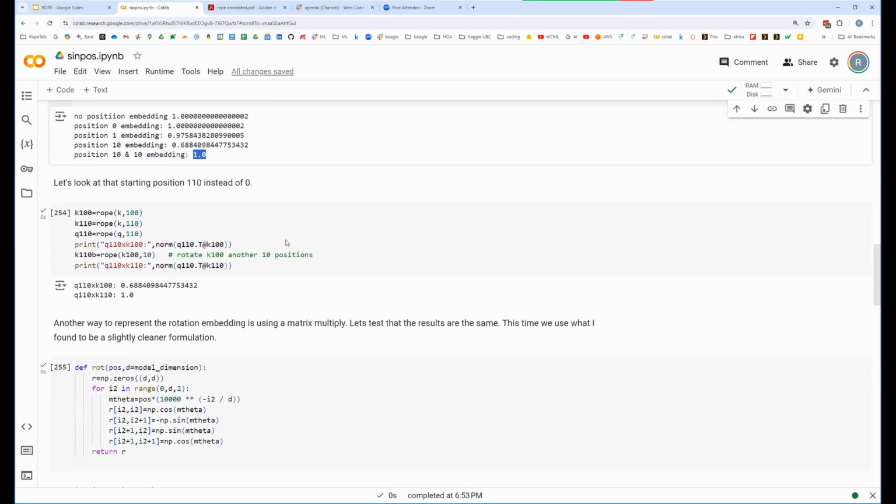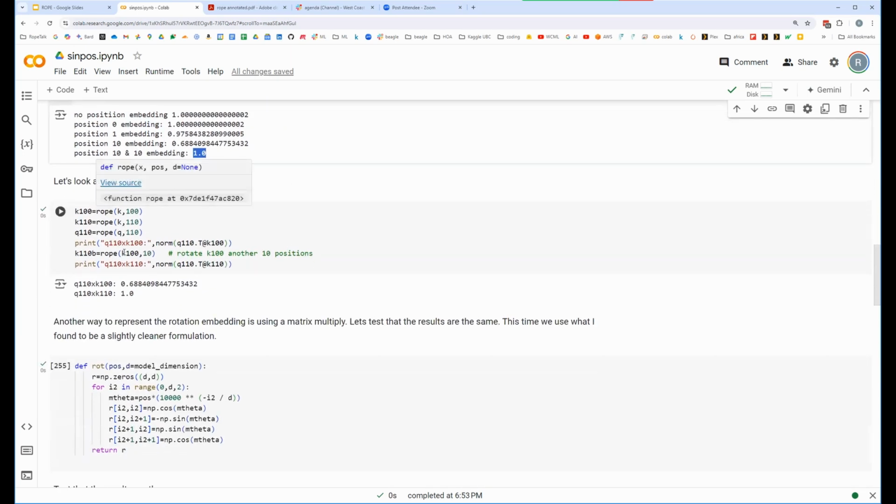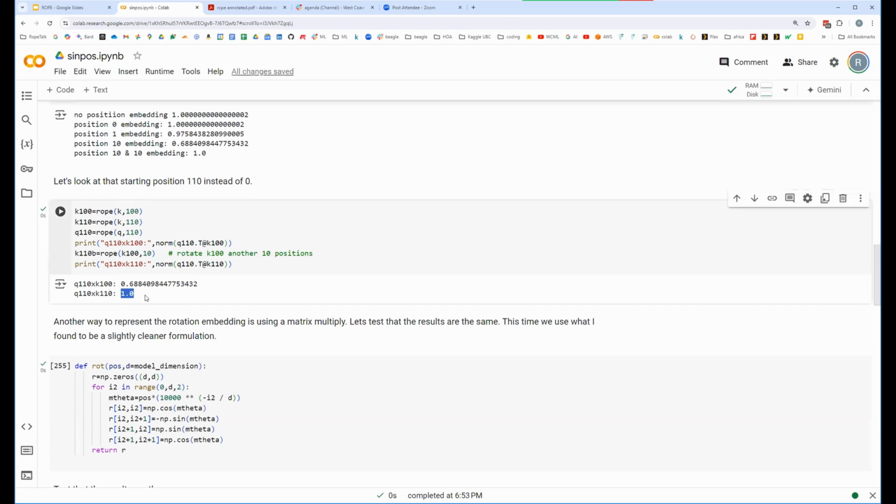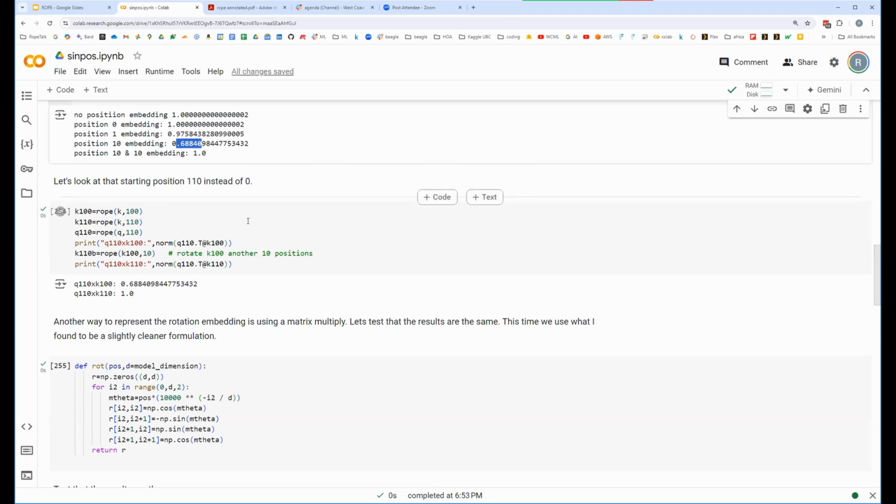Okay. Here, I just did the same thing a little bit further out, so we're out at 100. Going from 110 to 110, you get the 1 as we expected. And when there's a difference of 10 between them, you get 0.68, which is the same one we got based on 0. So again, it's translation and position independent. It's only the difference between the two.